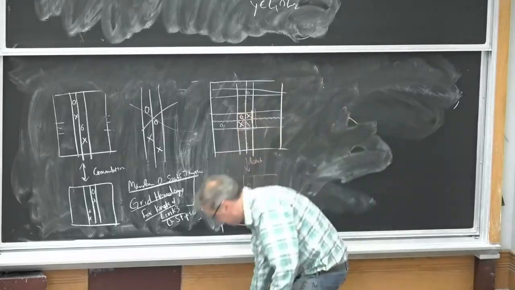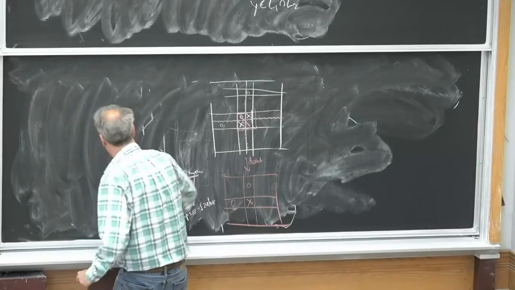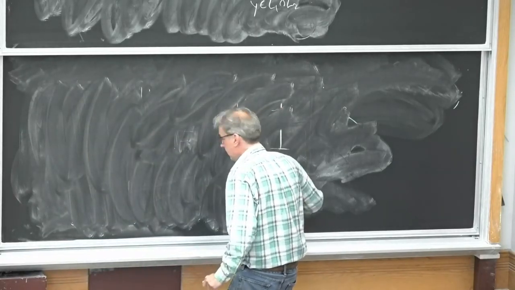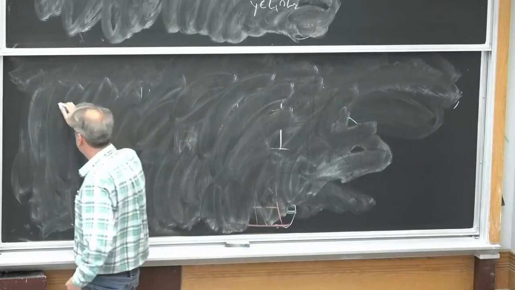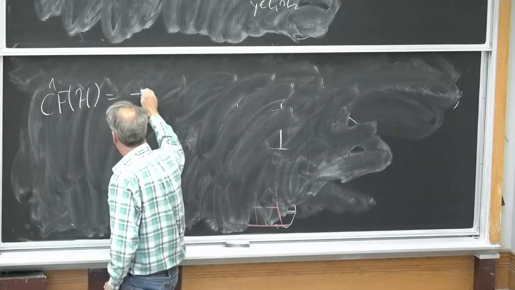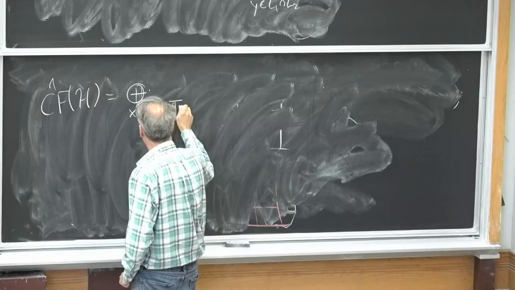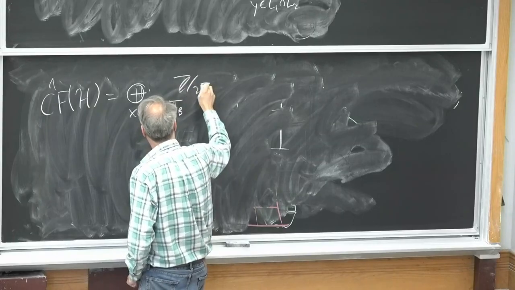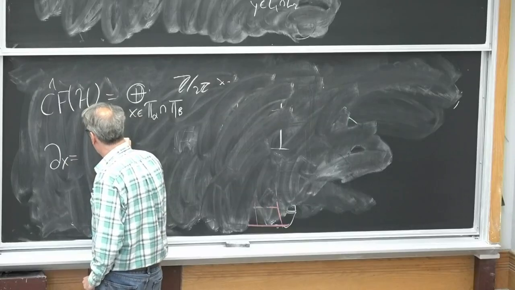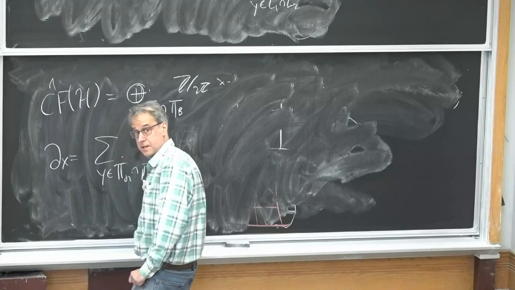Let's come back to the case at hand. The case at hand: Floer tells us that we should define a chain complex whose generators are the intersections of the T alpha with the T beta. And there should be a differential which is a sum over all Heegaard states.